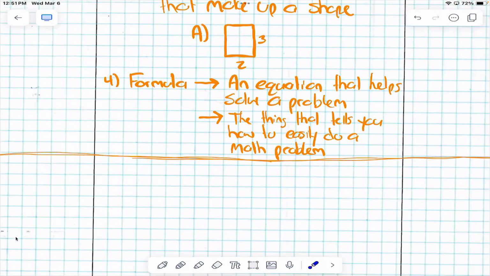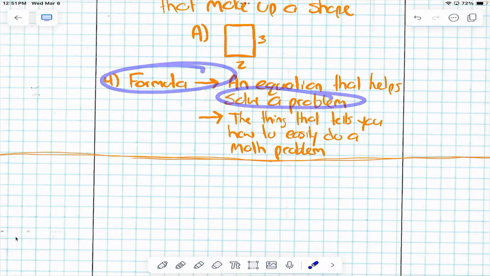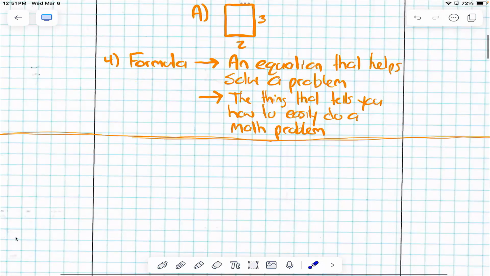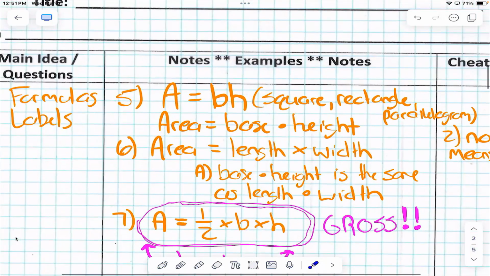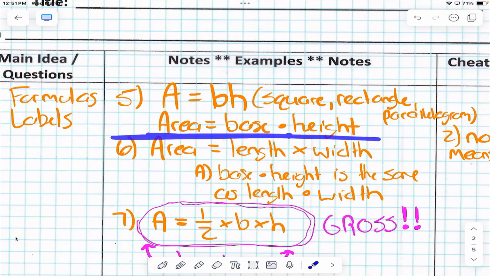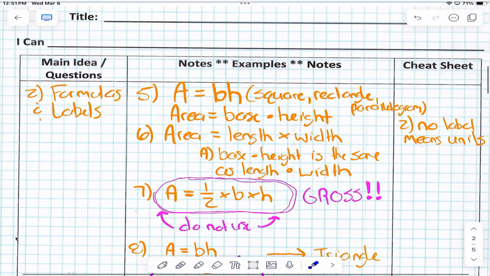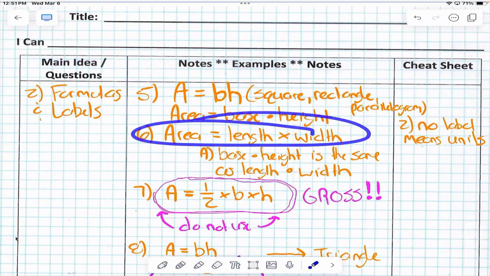All right, what helps us solve a problem? Formulas help us solve problems, right? Speaking of formulas, if I gave you this formula, A equals B times H, what does it really mean? Area equals base times height, right? And that is the area formula for what shapes? Square, rectangle, parallelogram. Is this also the same as base times height, length times width?